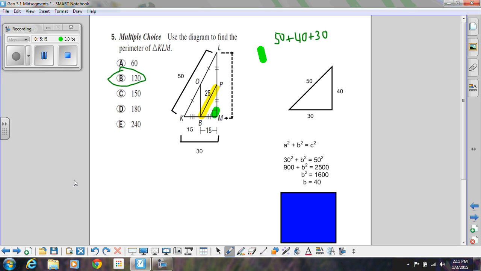All right, so we're going to be talking more about midsegments and special parts of triangles later on. And make sure to have all your notes filled out for class.